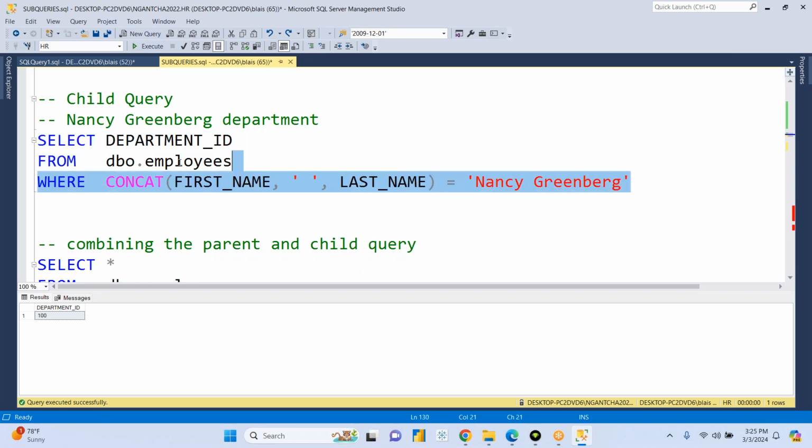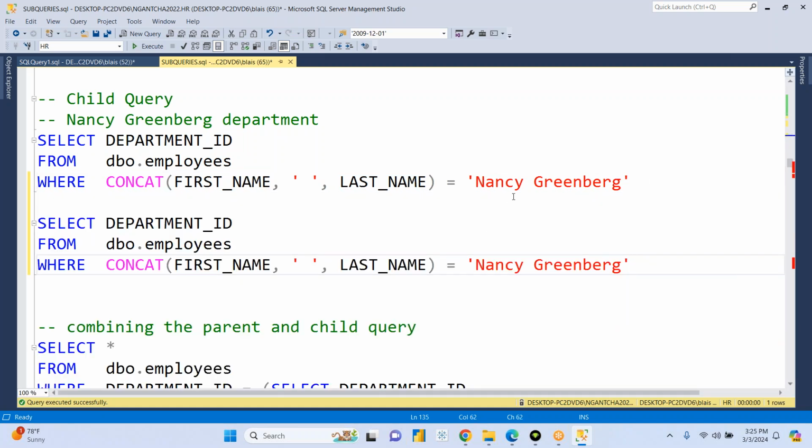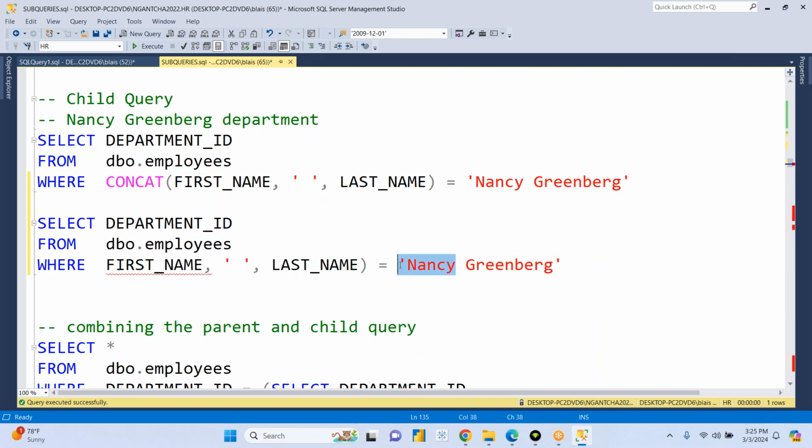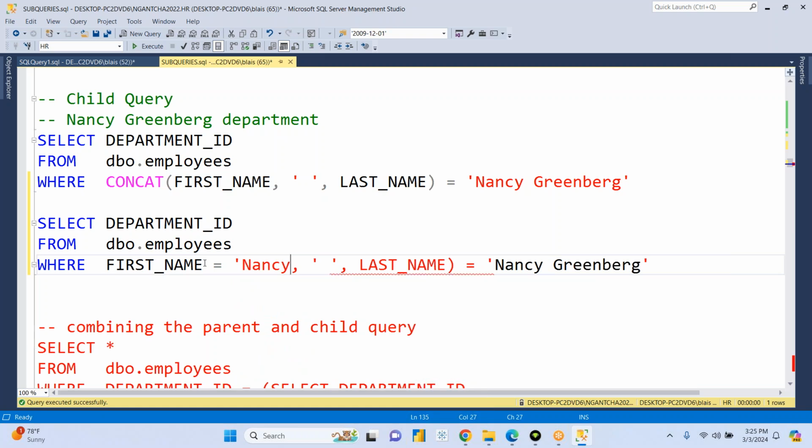Some other person will solve this question instead of combining with the concat. They're going to put where first name equal to this and last name equal to this. Yes, that's very, very possible. I know a lot of you are thinking, why is it making this complicated with the concat function? We can keep it simple. Where first name equal Nancy. Why do I also need to add the last name? Two or more persons can have the same first name. I want to make sure that we are dealing with Nancy Greenberg, nothing more, nothing less. So first name equal to Nancy, and I also want to make sure that we deal with the last name.